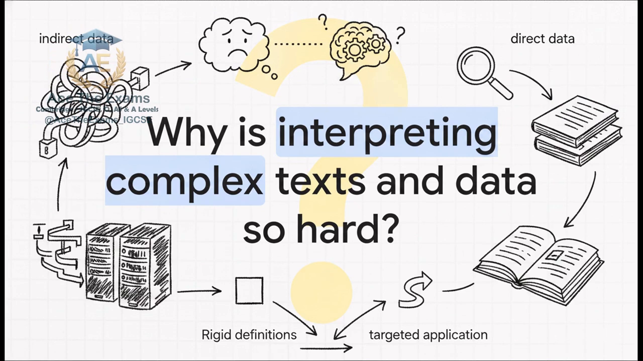Okay, back to the dilemma. The truth is, interpreting complex texts and data isn't just about reading comprehension. It is entirely about context. When students encounter a scenario in the exam, they often rush, just like our friend Sam, to apply a rigid definition of direct or indirect data without pausing to analyze how that data is actually functioning within the specific scenario provided. It's literally like bringing a textbook to a street fight.